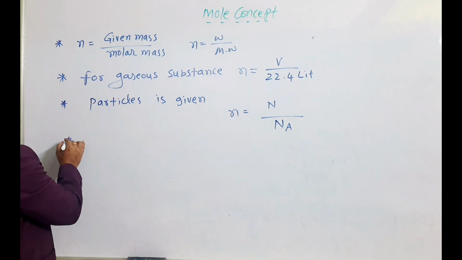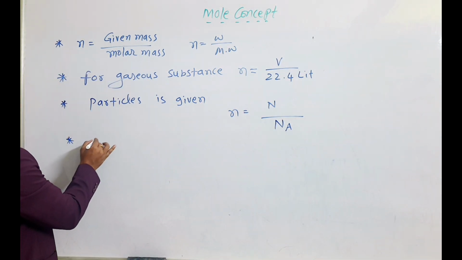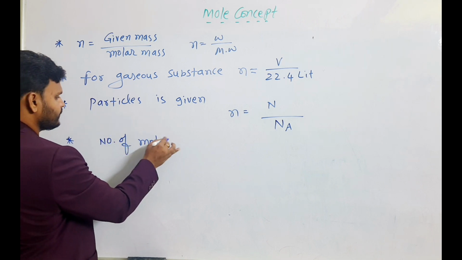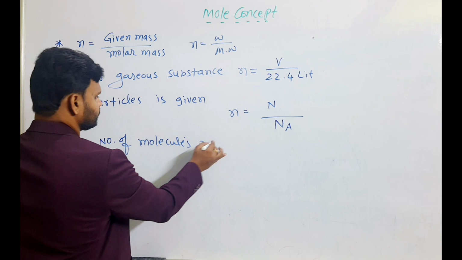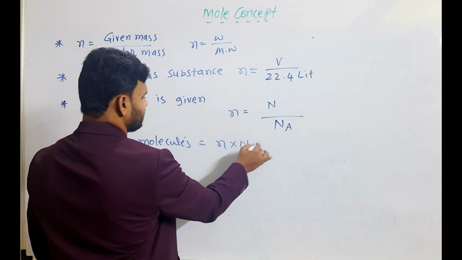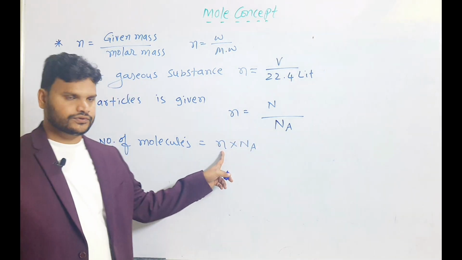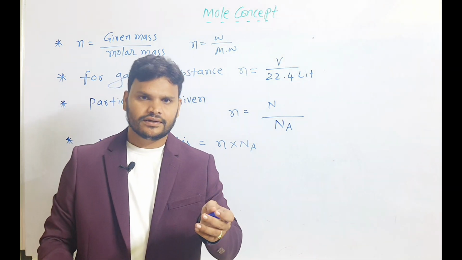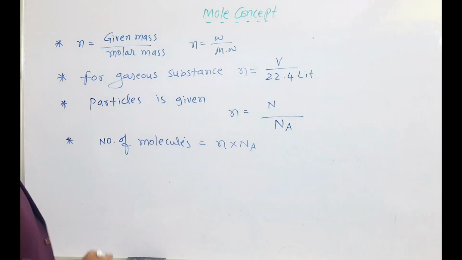Next, how to find the number of molecules? Number of molecules formula: n × Avogadro number. n is nothing but number of moles. बोले तो number of molecules तुम find out करना बोला तो compulsory number of moles find out करना पहले.